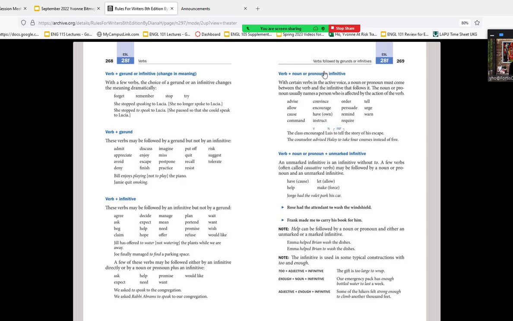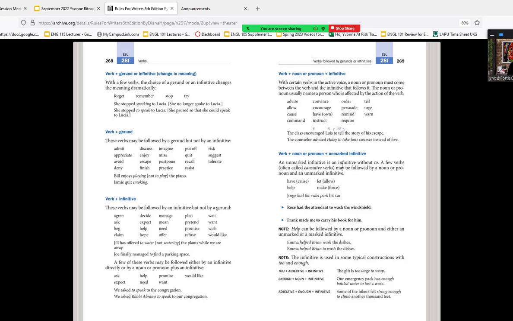Verb plus noun or pronoun plus unmarked infinitive. An unmarked infinitive is an infinitive without to. A few verbs, often called causative verbs, may be followed by a noun or pronoun and an unmarked infinitive. Have, cause, help, let, make. So Jorge had the valet park his car. Rose had the attendant wash the windshield. Frank made me carry his book for him.